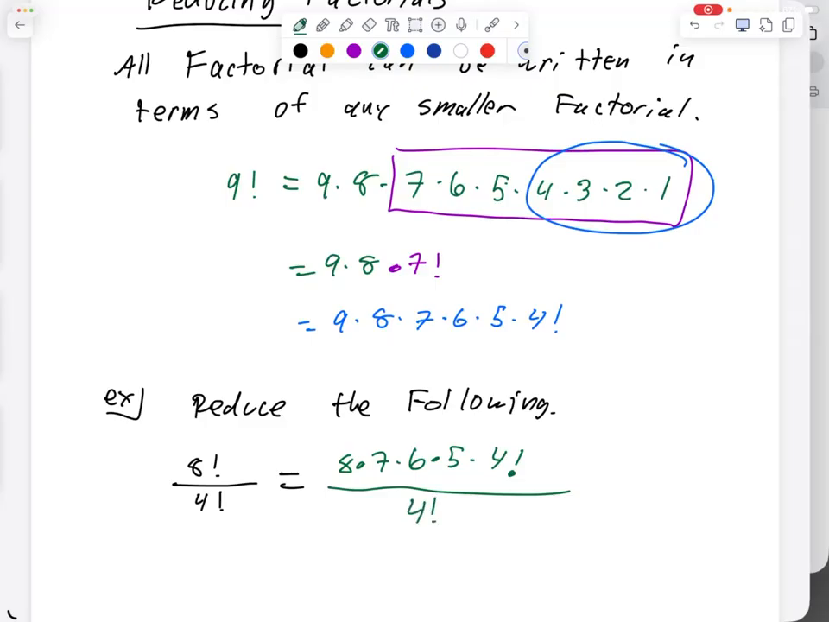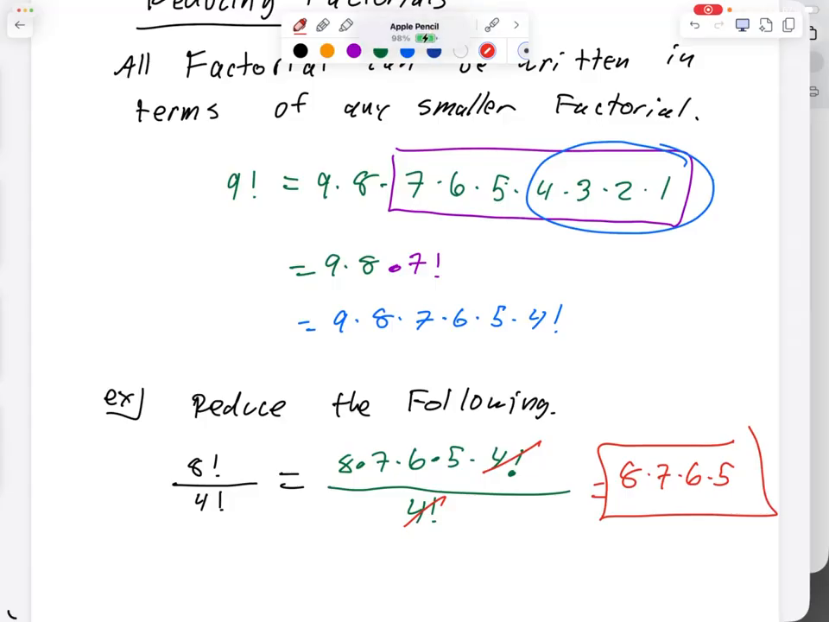Now the reason why I'm stopping at 4 factorial is what's on the bottom? 4 factorial. And therefore, what happens to these 4 factorials? They cancel each other out. And so I got 8 times 7 times 6 times 5. And that's what I'm looking for you to do. Okay? So 8 times 7 times 6 times 5 is how I would look for you to write the answers at the end.